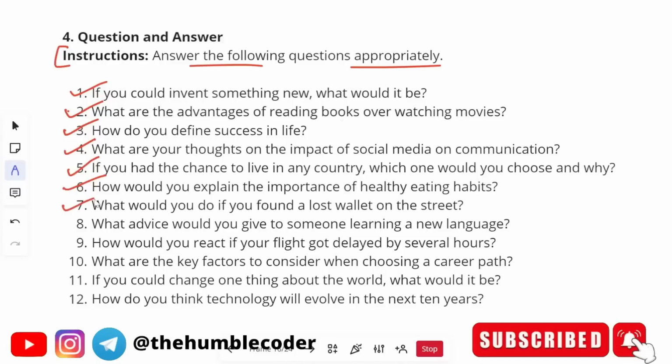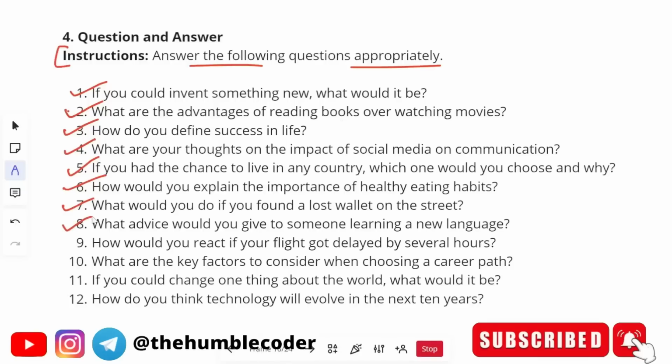What would you do if you found a lost wallet on the street? The answer for this can be, I would check for an ID or contact information inside the wallet and try to return it to the owner. If I couldn't find the owner, I would take it to the nearest police station. Moving on to the next question.